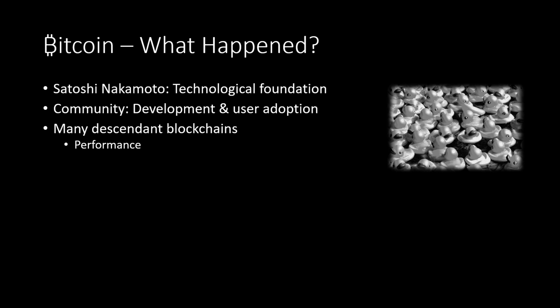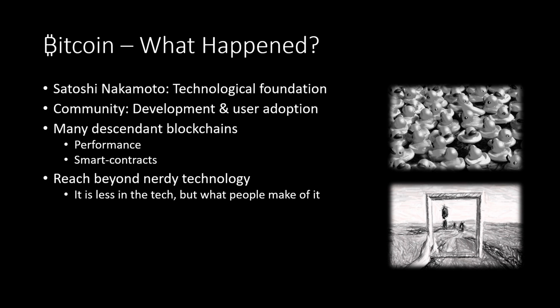And nowadays there are many descendant blockchains that were optimized compared to Bitcoin in terms of performance or programmability, what is now called smart contracts. And it has reached way beyond its nerdy early adopter technology, because Bitcoin is less about its technology, but about what people make of it.